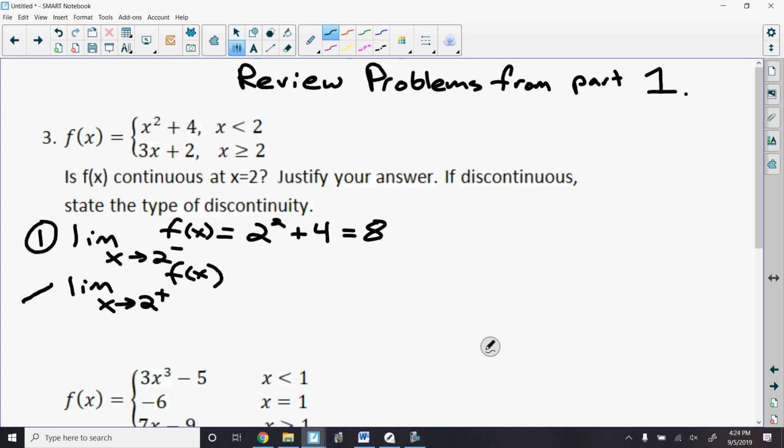Again, if you do not put this notation here, right-hand, left-hand limit, you won't get credit for this. So be sure to practice it. Be sure you're ready to demonstrate that tomorrow.